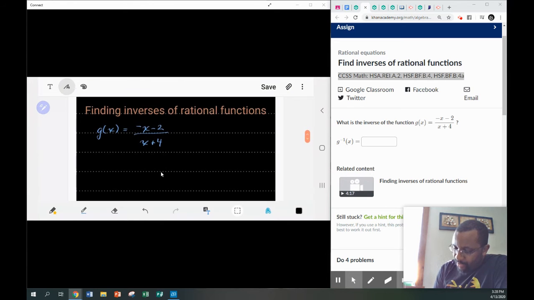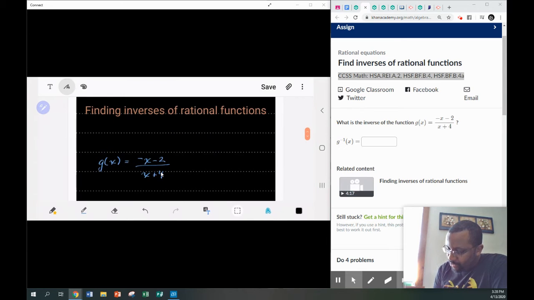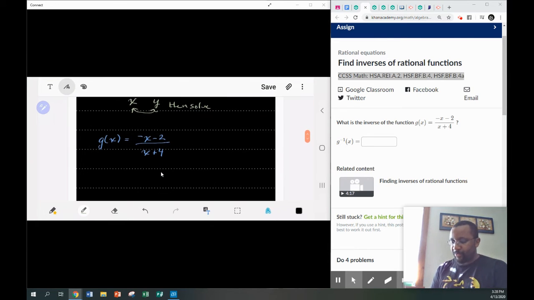Finding an inverse mainly means you're just going to take the x and the y, and you're going to switch them around. Then you're going to solve. That's all it means.